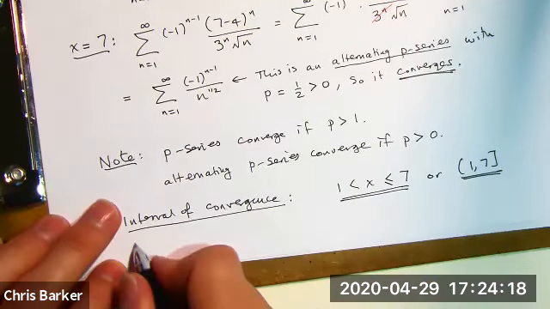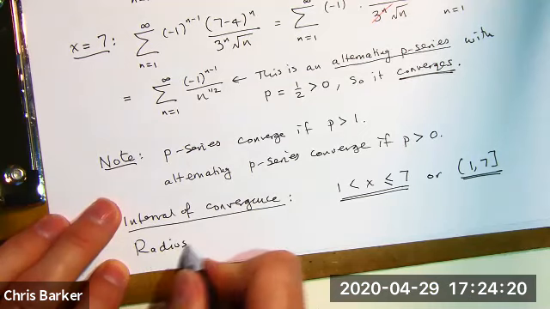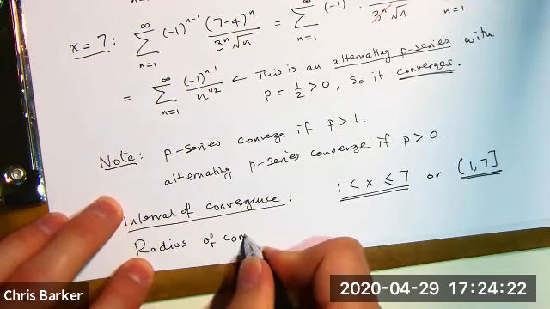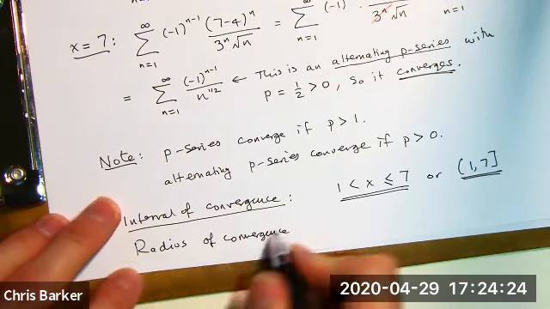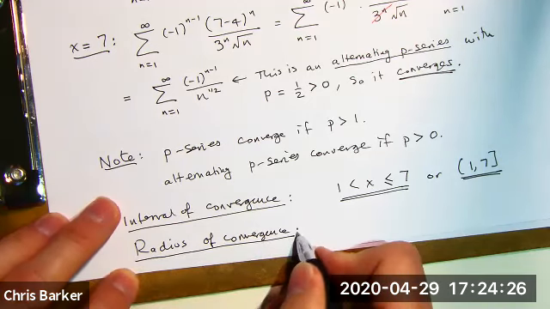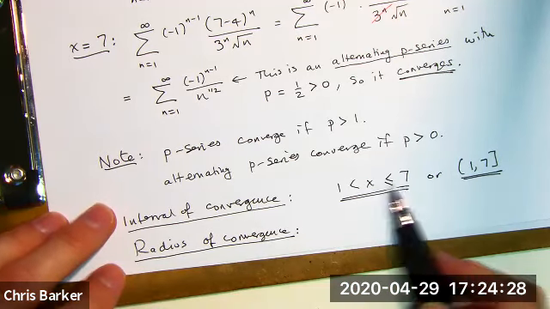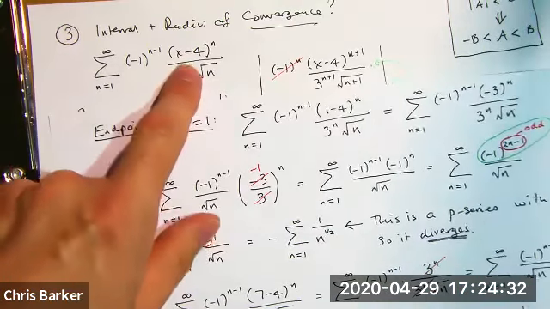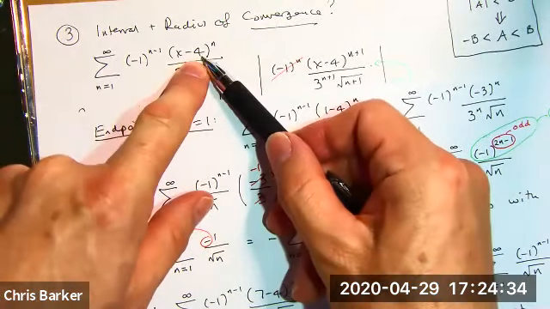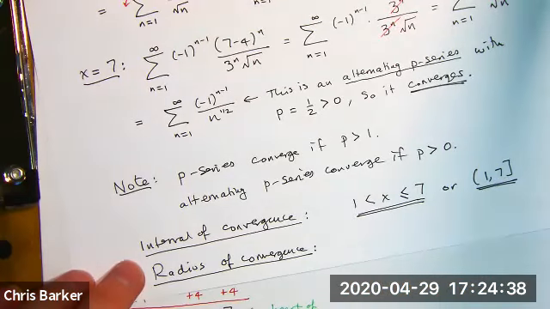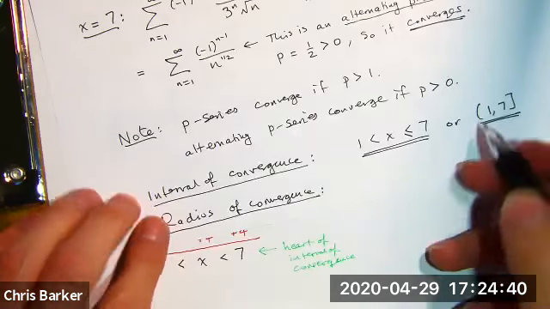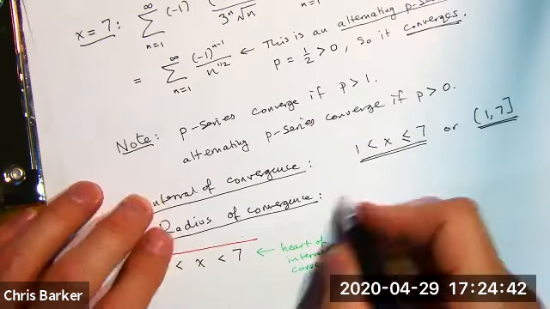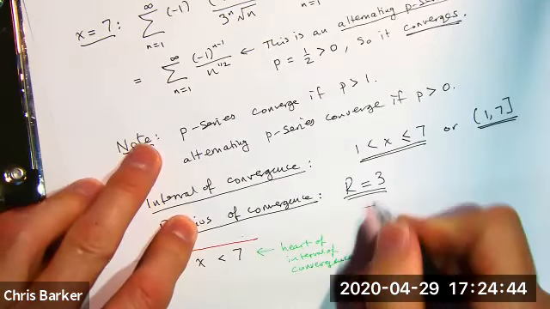And it also asks for the radius of convergence. Now the radius of convergence is the distance from the center out to the edges. What was the center of this series? Here's the original format. The center was what? 4. Well, how far is it from 4 up to 7? 3. Or from 4 down to 1? 3. So 3 is the radius of convergence here.